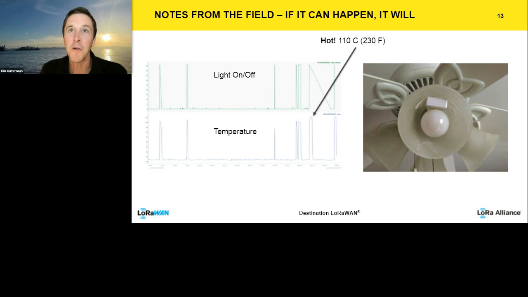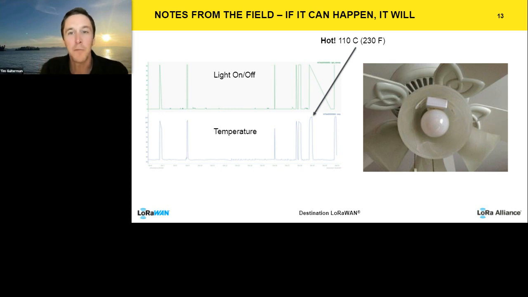And so this is kind of Murphy's Law. If it can happen, it will. They asked the customer, hey, can you please send a photo of where this light sensor is? And this is the photo they got back. This thing had been stuck in the fixture, literally on the light bulb. So the heat is just baking this circuit board.